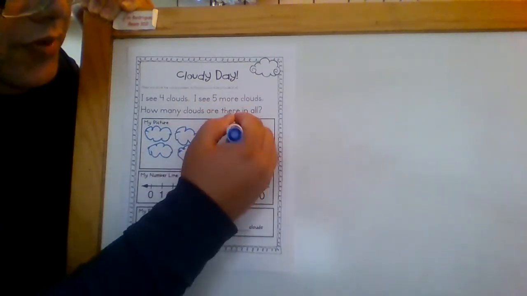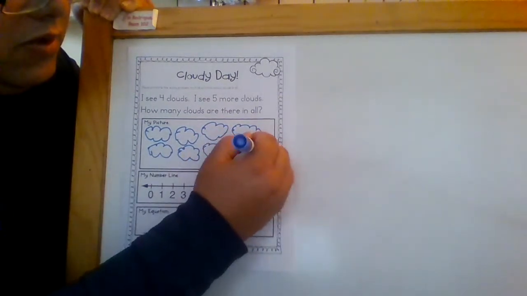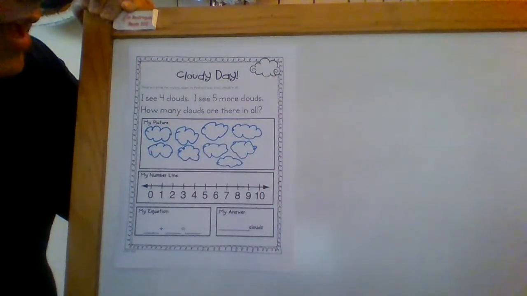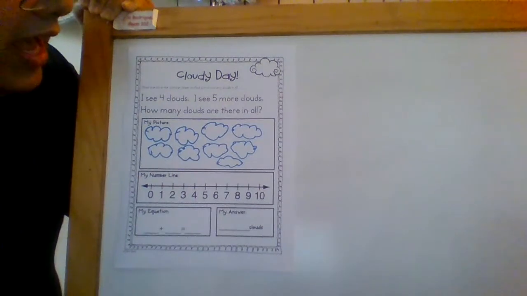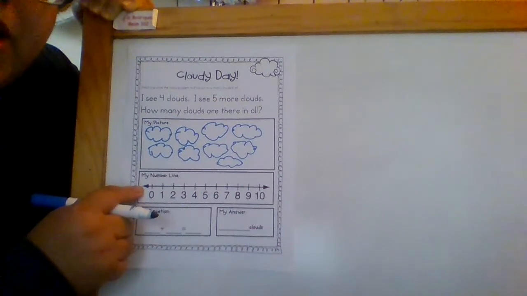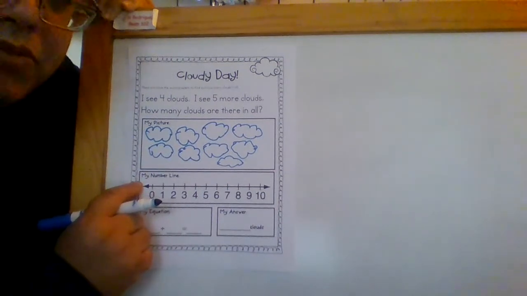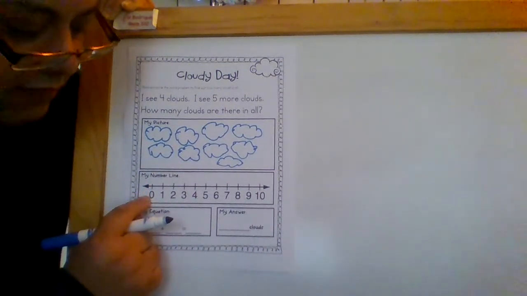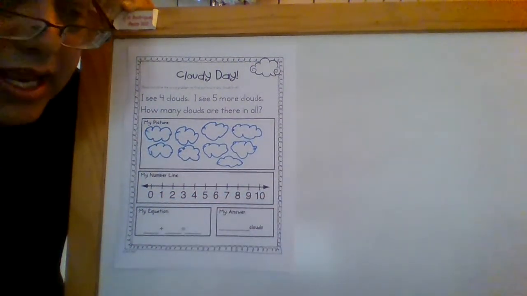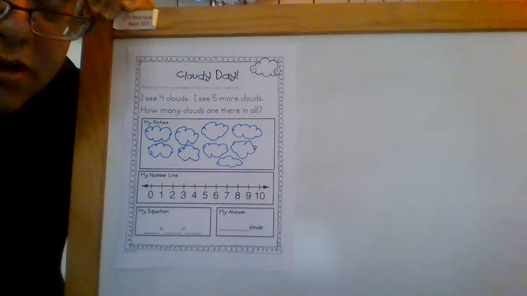1, 2, 3, 4, 5. Now the question to solve is how many clouds are in all? The next one will help me if I don't know what to do here. This is called a number line. A number line always starts with 0 and then it goes growing to the right. Now, it doesn't ever stop. That's why you see the arrows here, because it's called infinite.